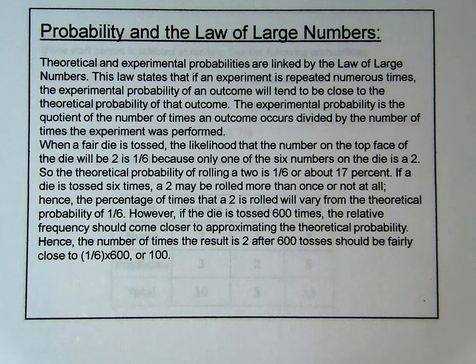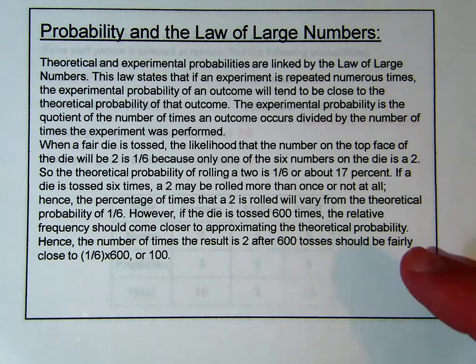However, if the die is tossed 600 times, the relative frequency should come closer to approximating the theoretical probability. Hence, the number of times the result is 2 after 600 tosses should be fairly close to 100. So the more times you do an experiment, the closer your experimental probability will be to the theoretical probability.